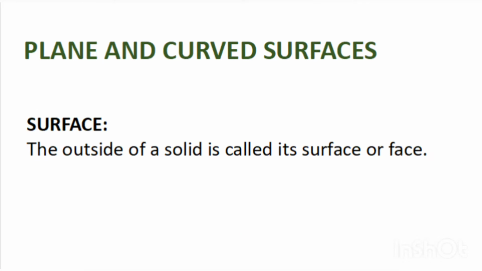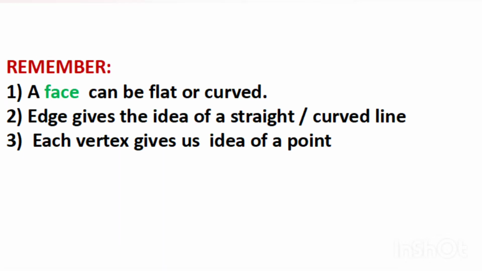Now let's see a few terminologies. First, we will see plane and curved surfaces. What does it mean by surface? That is the outside of a solid, which is a surface. It's also known as a face. A face can be flat or curved. Edge gives the idea of either a straight line or a curved line. Each vertex, which we can say is the corner, gives the idea of a point.